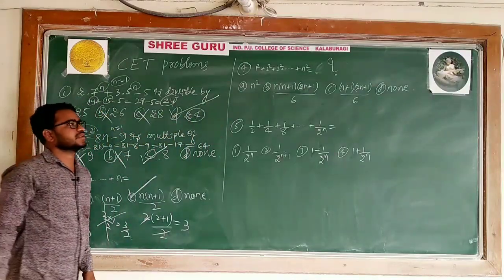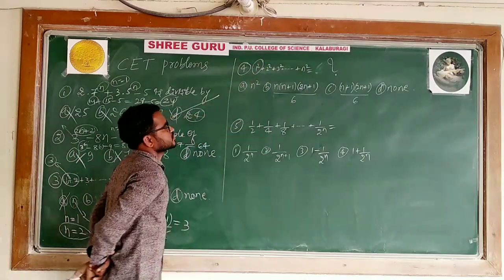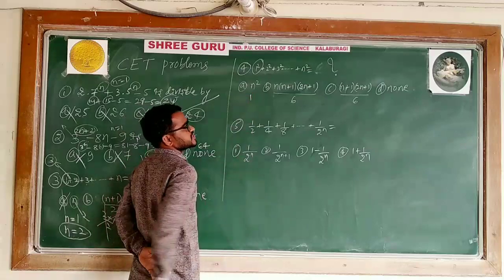Now n is equal to 1. n is equal to 1 means you need to get 1 square. 1 square ಅಂದರೆ ಏನು ಬರುತ್ತೆ? ಇಲ್ಲಿ 1 ಬರುತ್ತೆ. Yes, ಇದು satisfy ಆಯ್ತು.